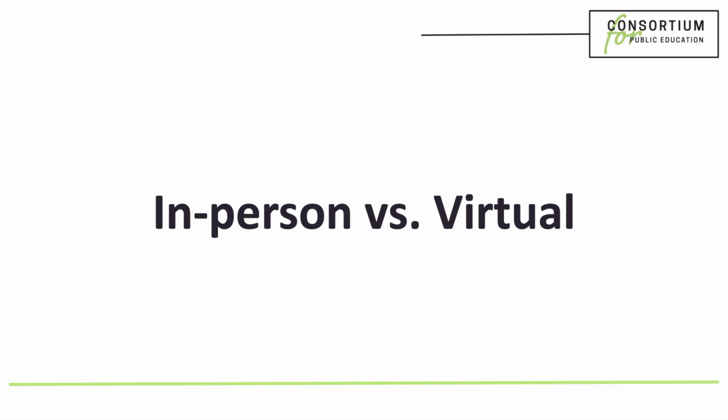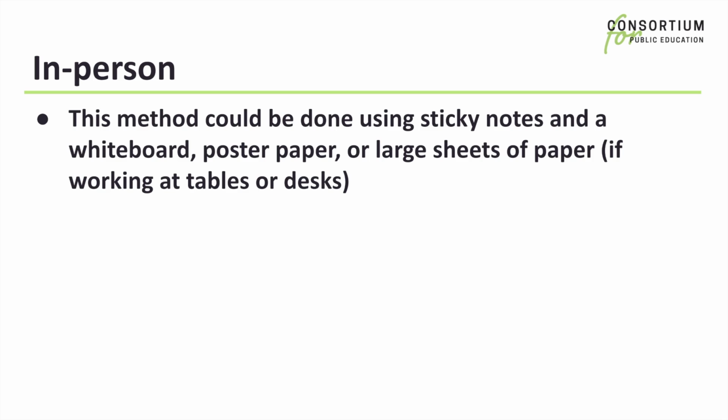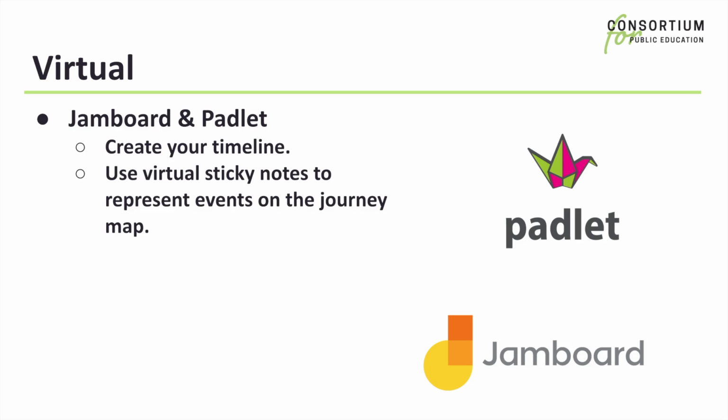Now let's talk in-person versus virtual. To do an in-person journey map, this method could be done using sticky notes and a whiteboard, poster paper, or large sheets of paper, if you're working at tables or desks. If you're working virtually, we recommend using Jamboard or Padlet. You can create your timeline and then use virtual sticky notes to represent events on the journey map.